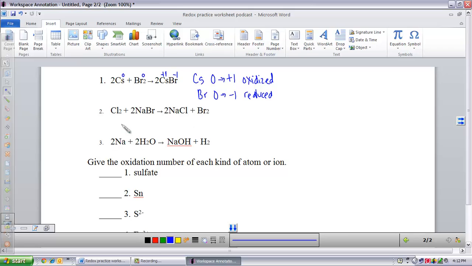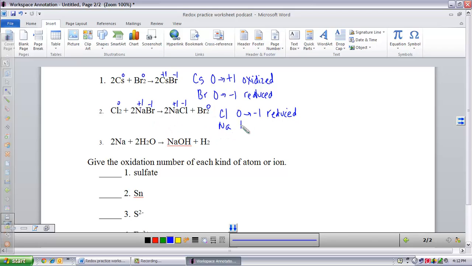Okay. Here we have chlorine as a 0. Sodium is a +1 from the periodic table. Bromine is -1, +1, and -1, and this is a 0. So let's take each one. Chlorine goes from a 0 oxidation state to a -1, so it's reduced.